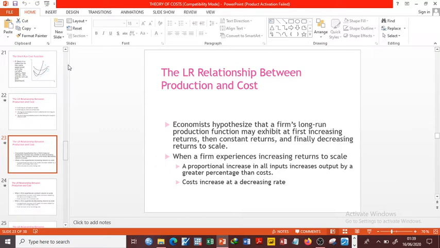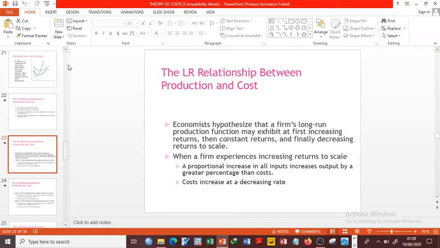Now, with increasing returns to scale, it means that when you increase input by a given proportion, then output will increase by a greater proportion, greater than the proportion by which you increased input, right? For example, if you increase input, could be the raw materials that are used in the production process, to produce a given level of output, right?